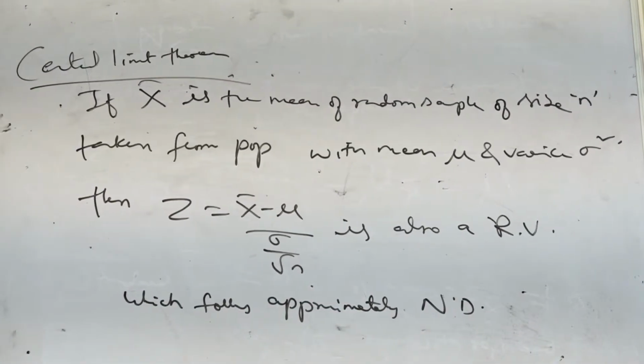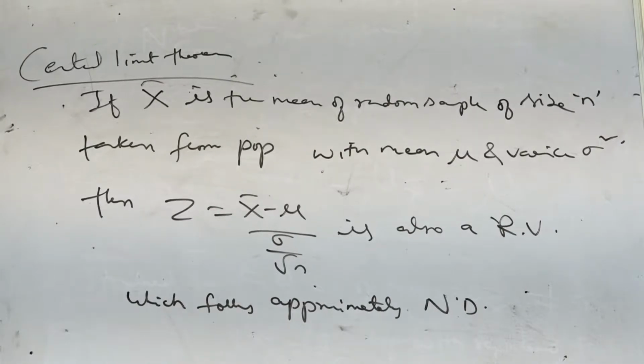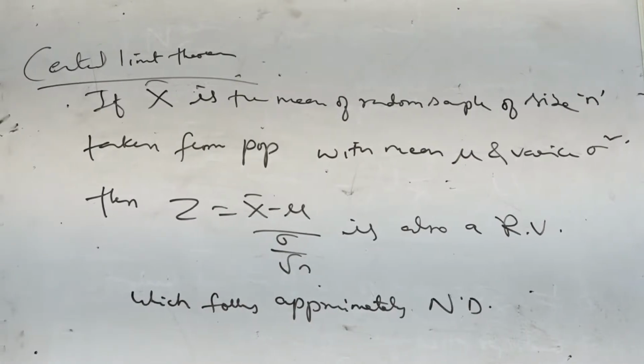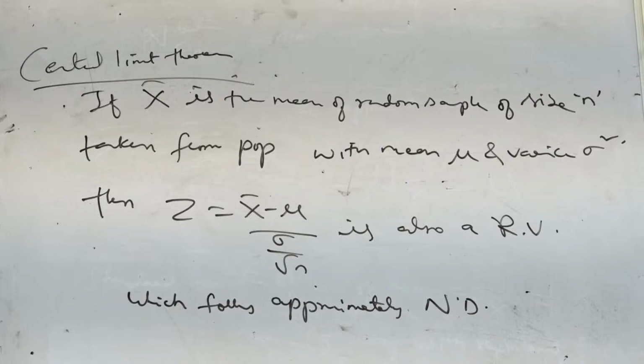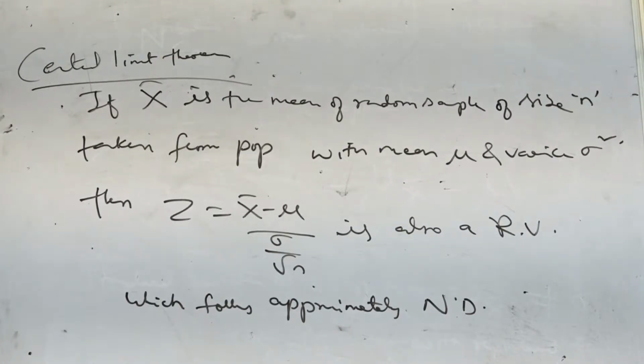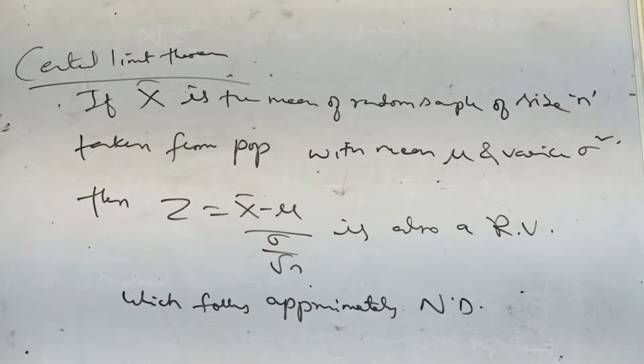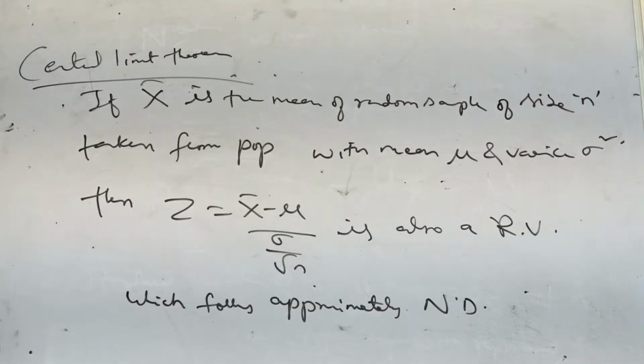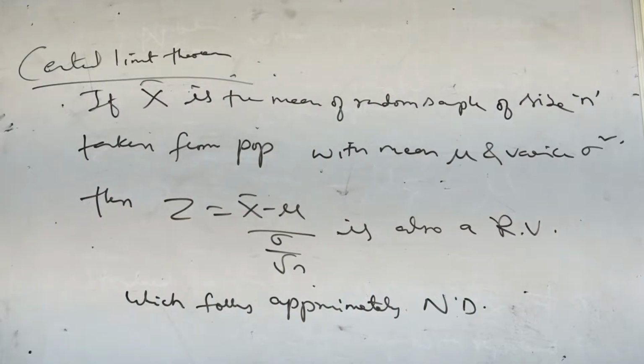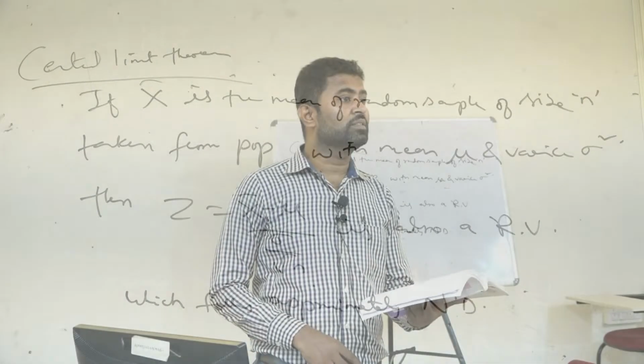When do we have to follow this? When we are talking about means, when we are not talking about random variables. If x bar is the mean of a random sample of size small n taken from the population with mean mu and variance sigma square, then Z is equal to x bar minus mu by sigma by root n, which is also a random variable that follows approximately normal distribution.